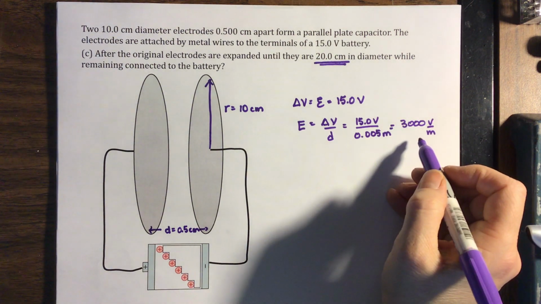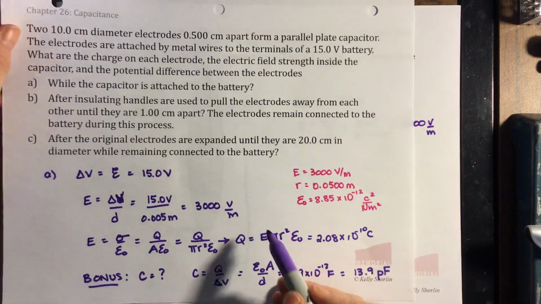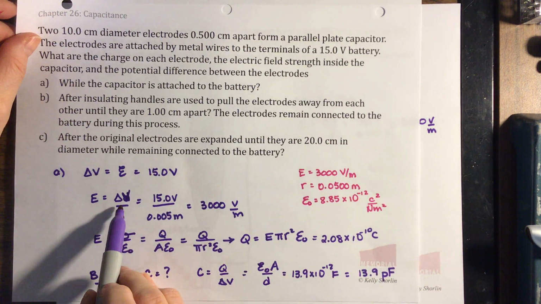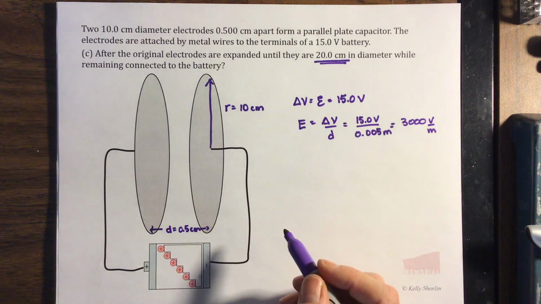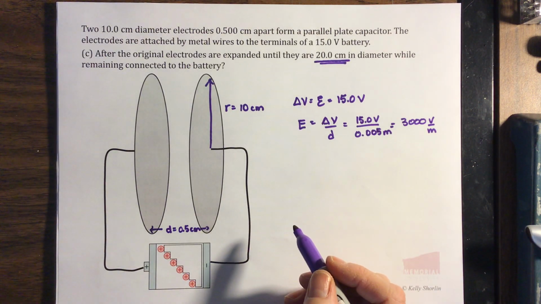Okay, so our electric field is exactly the same as what we had in part A, because the electric field depends on the potential, which is the same, and the plate separation is the same. So that electric field is the same as what we had in part A.